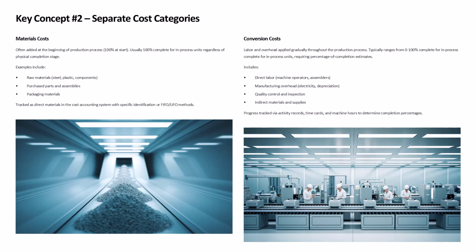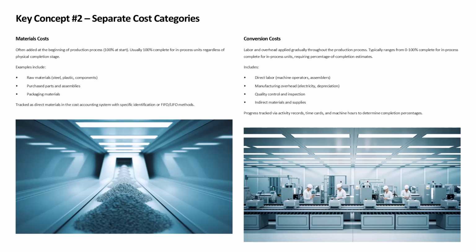Process costing maintains separate cost categories throughout the calculation process, like keeping ingredients separate until the final recipe combination. This separation of materials from conversion costs, direct labor plus overhead, reflects the different timing of when these costs typically enter the production stream. Imagine a furniture manufacturer like Lazy Boy, where wood enters at the beginning of production, while labor and overhead apply gradually throughout the manufacturing process.